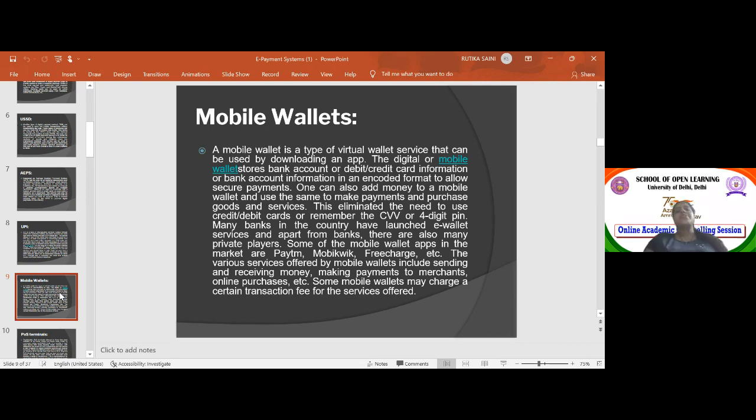But one benefit of the mobile wallet is that you can easily make the payment. Sometimes the server is down, sometimes your bank is not responding. So just to avoid those situations, you can have some money in the wallet and you can directly and easily make the payment. So it is much easier to make the payment from there. Some of the mobile wallets are Paytm, Mobikwik, Freecharge, etc.